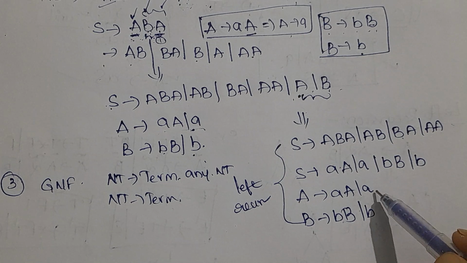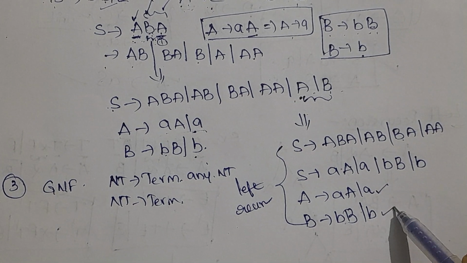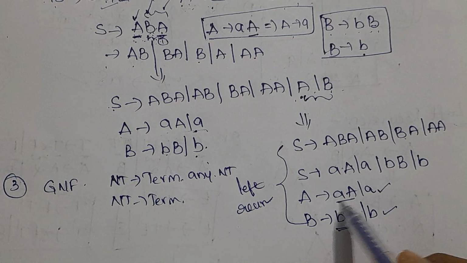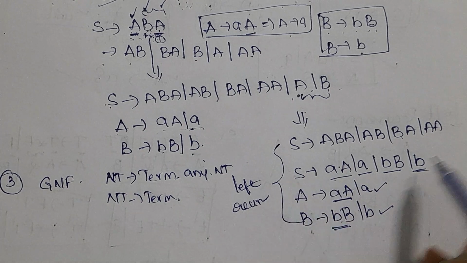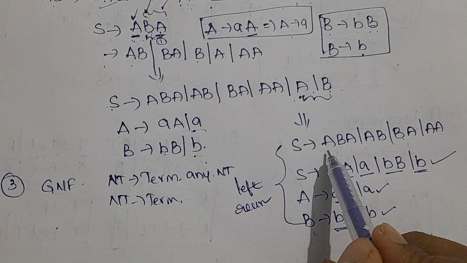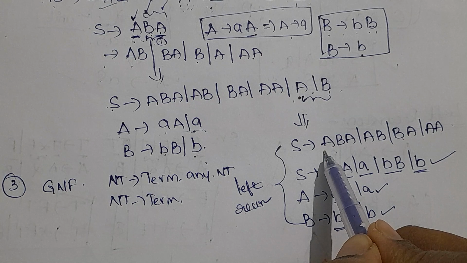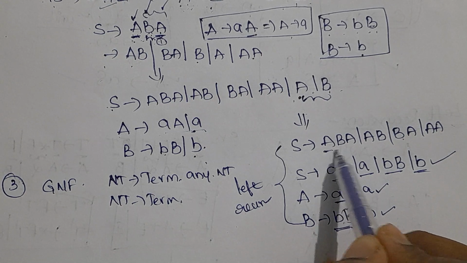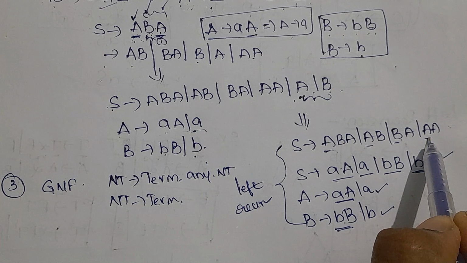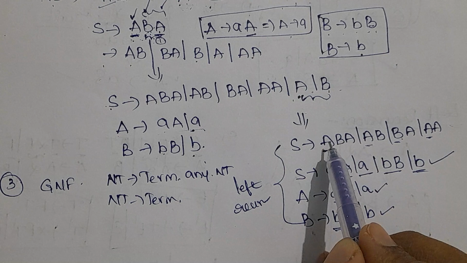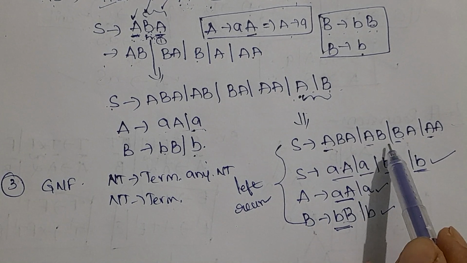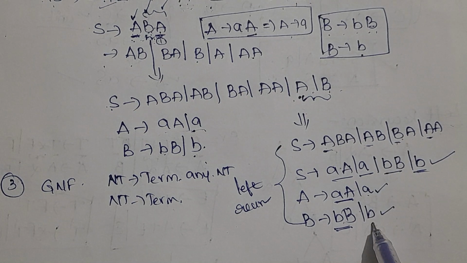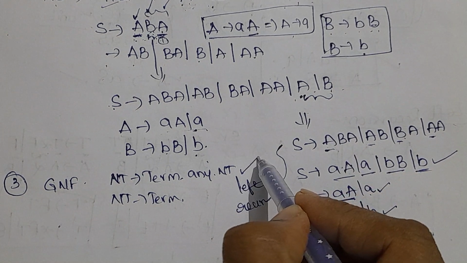See, if we observe carefully, this is in GNF, this is in GNF, this production is in GNF, this production is in GNF, this is also in GNF, this entire production is in GNF. But if you observe carefully, the start of the production is not in GNF, make sure that it should also be in GNF form. So, what do we have to do? In place of A, if I replace with small a, and in place of B, if I replace with small b, it is in the form of this, no?